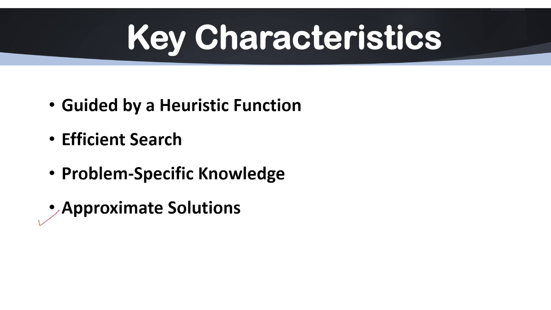Another is approximate solutions. While heuristic search often provides good solutions, the quality depends on the accuracy of the heuristics. That's why we need approximate solutions. Some techniques ensure optimality under certain conditions, like A star. We have used the A star search algorithm. This particular technique ensures optimality under certain conditions. So these are the key characteristics.